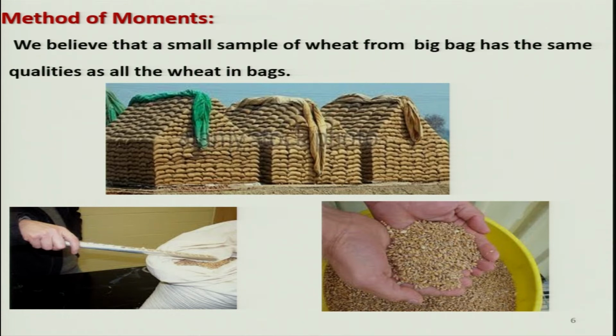Now, you have seen this type of picture. Well, these are the places where people store grains, and there are so many bags, possibly every bag has a weight of 100 kg, but whenever we want to buy wheat, we simply take out one bag and look into the quality of the wheat by drawing a sample with this type of instrument, or we simply use our hand and look into the quality of the wheat.